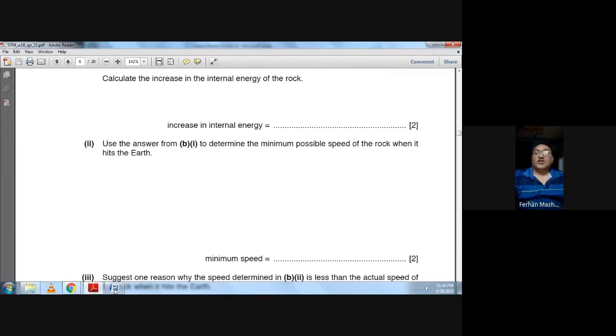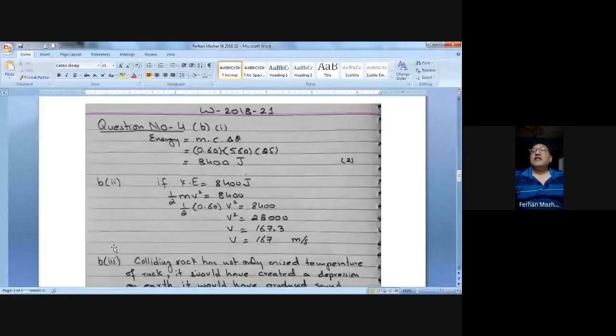I have done this on a paper. Let me show you that.